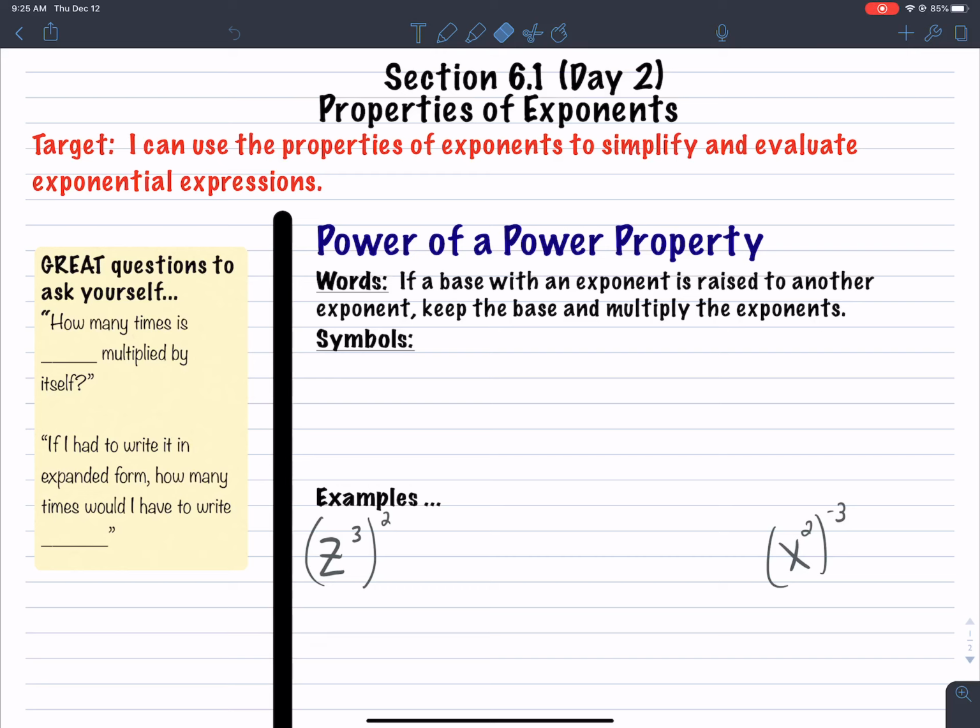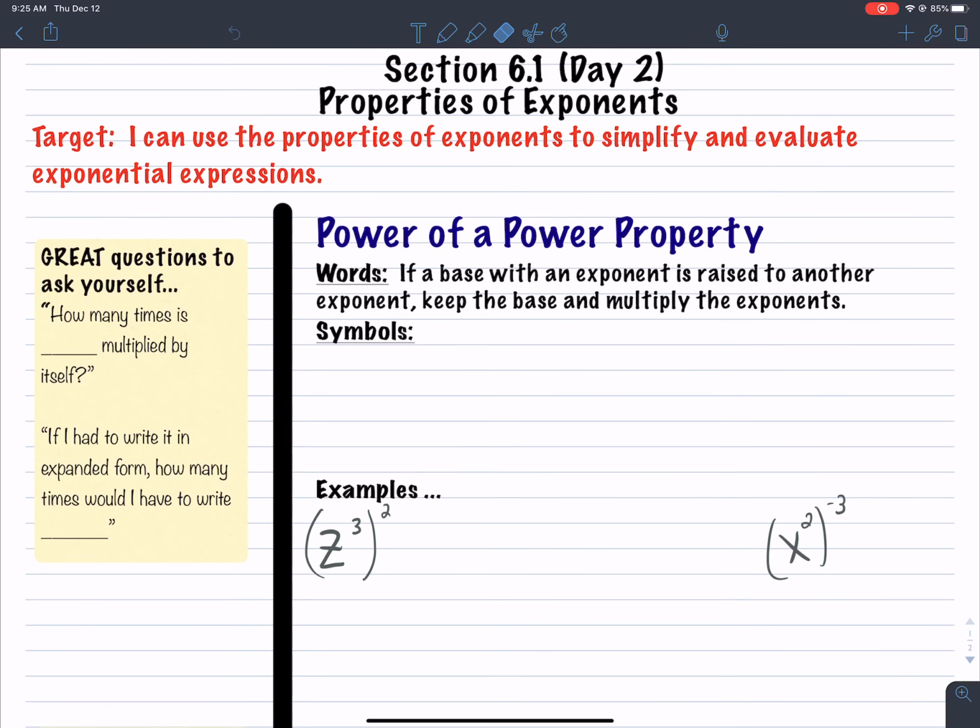So today we're going to cover the second half of section 6.1, which is continuing our properties of exponents. Remember, our goal today is to be simplifying exponents. So we're just going to jump right in. We have a few new rules today. One of them is a power of a power property. And as we did yesterday, we want to know it in words and in symbols as well.